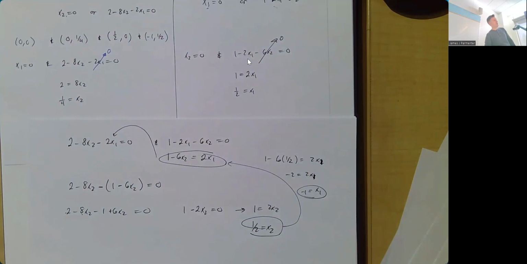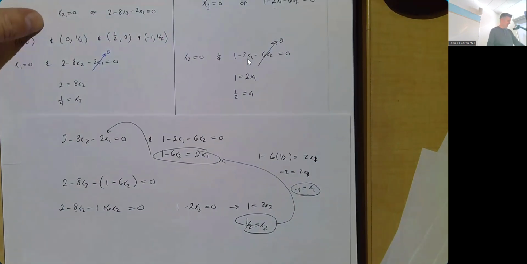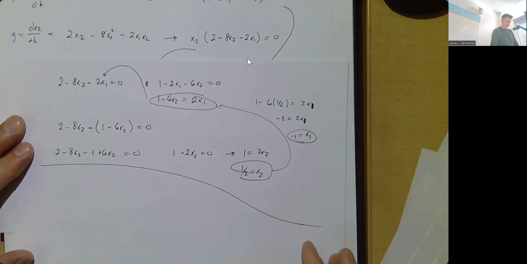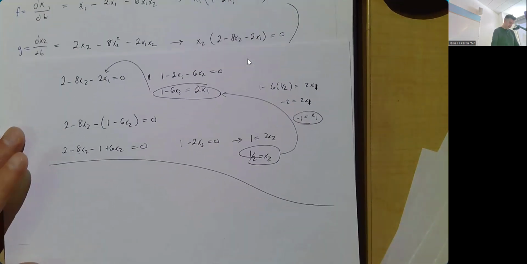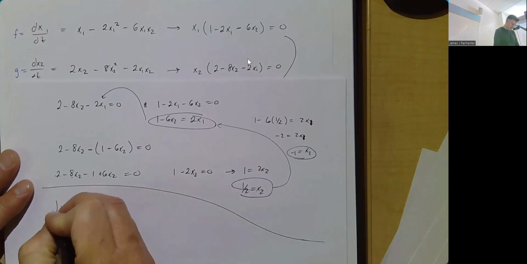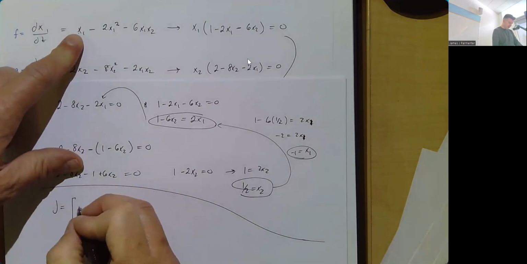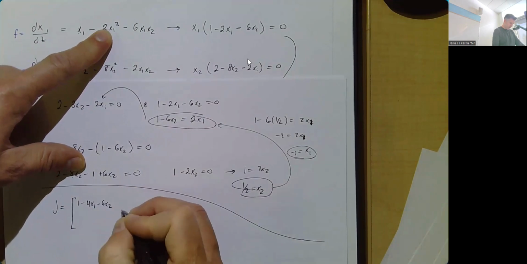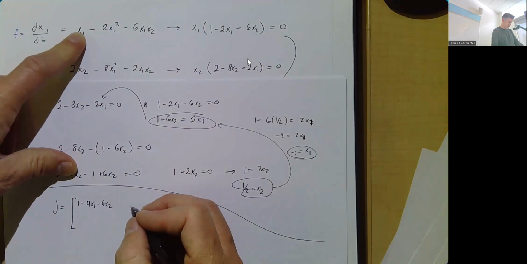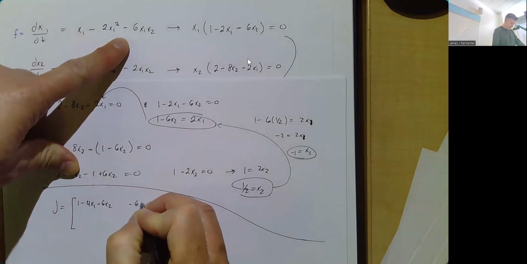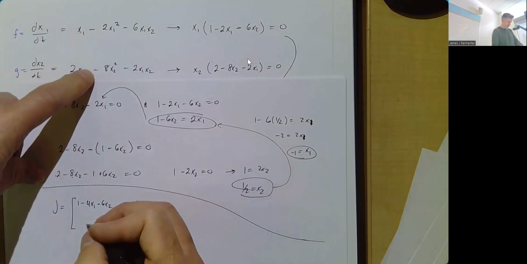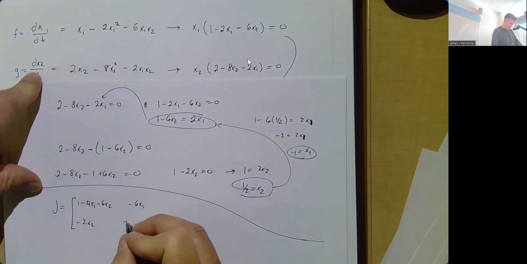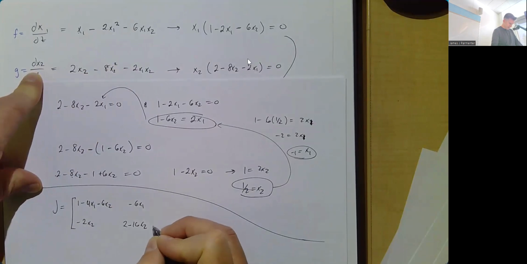Then we have to take the Jacobian and plug in all those points, and we're almost out of time. So let's just find the Jacobian, and then we'll talk about what we do here. So looking at our f and our g, our Jacobian is going to be, sorry, you'd like to see things maybe. So fx1 is going to be 1 minus 4x1 minus 6x2. fx2 is going to be 0 minus 0 minus 6x1. gx1 is going to be 0 minus 0 minus 2x2. And gx2 is going to be 2 minus 16x2 minus 2x1.